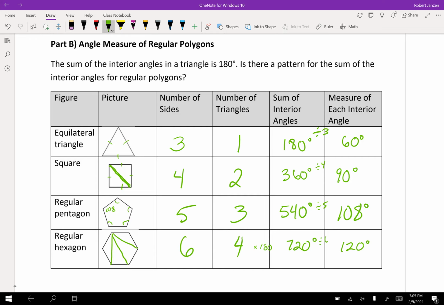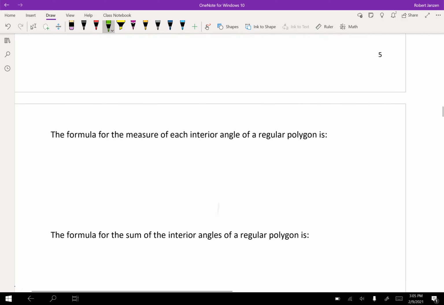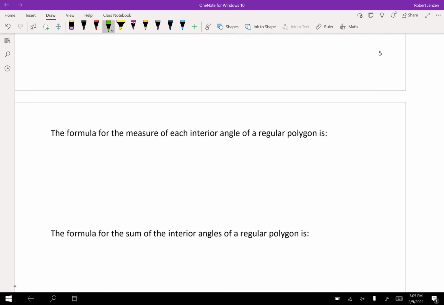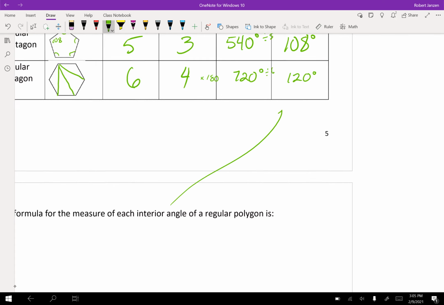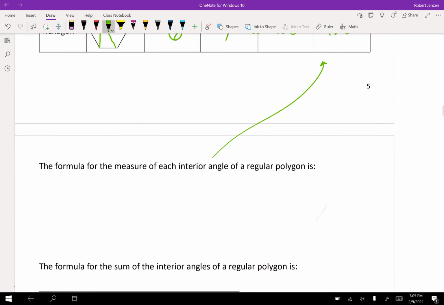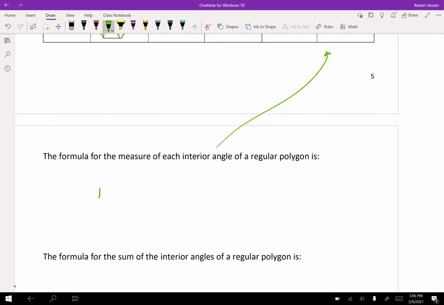Okay, and this actually gives us a formula. The formula is on the next page. The formula for the measure of each interior angle. In other words, how do we get that? The measure is 180 degrees times (n minus 2). Okay, what's n? n is the number of sides. And then we're going to divide by n. This is the measure of each angle.